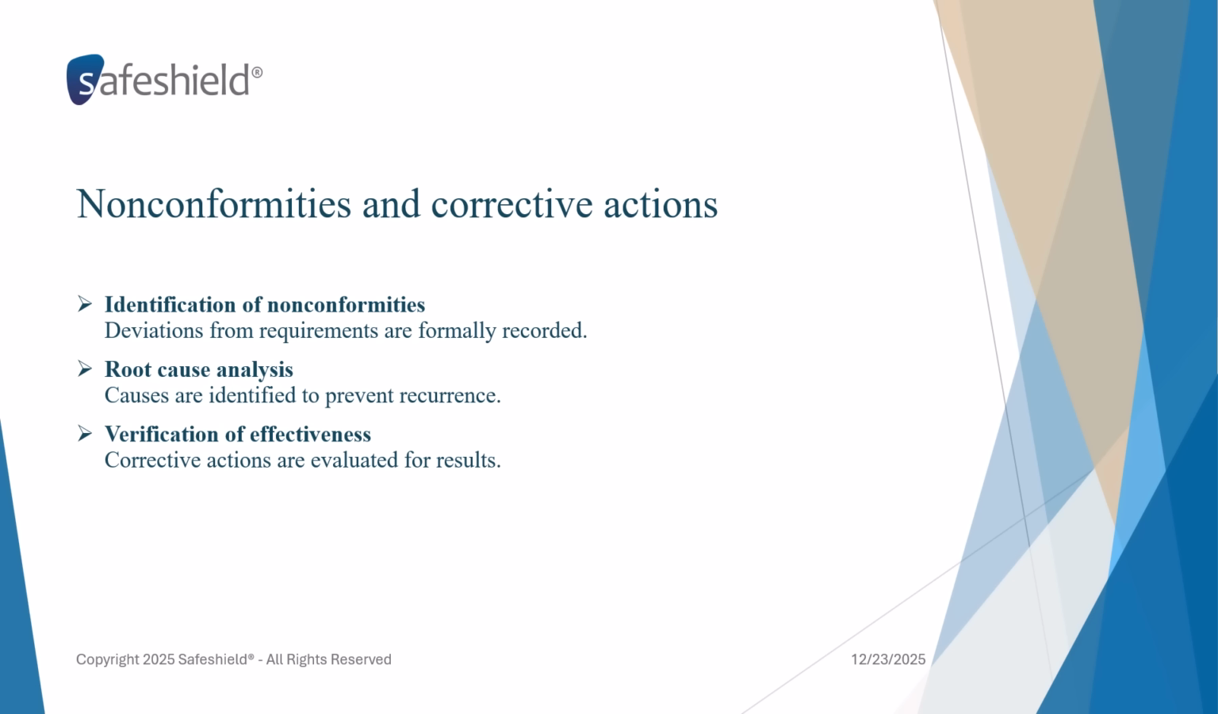A consistent process for managing nonconformities should be defined. This process should specify how issues are identified, recorded, assessed, and escalated. Sources of nonconformities may include internal audits, monitoring activities, incident investigations, management reviews, or external assessments. Each nonconformity should be analyzed to determine whether it reflects an isolated failure or a systemic weakness in governance, competence, or controls.